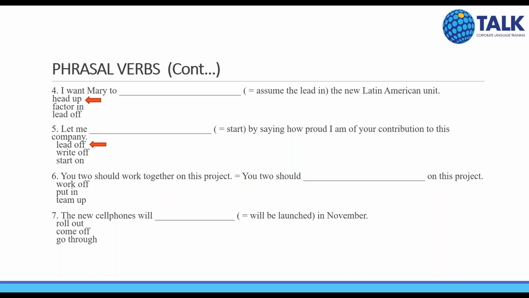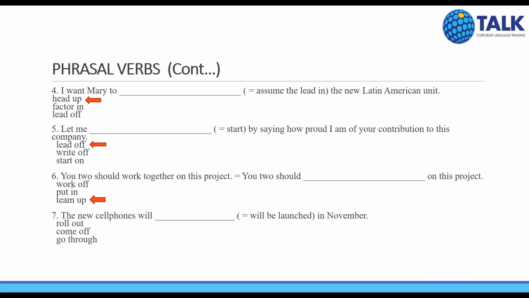Number 6, you two should work together on this project. You two should blank. And again, I'm sure that this is something that you've heard before and potentially have even used in your everyday business. But the answer to this one is team up. You should team up on this project. Okay? You two will become a team.